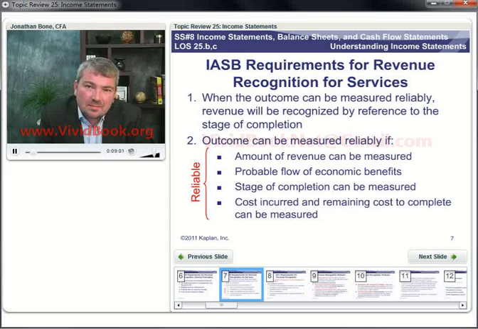Now notice the outcome can be measured reliably if the amount of revenue can be measured, i.e. we can put a dollar value on the sales figure. It's going to lead to a probable flow of economic benefits, i.e. the customer is likely to pay us, and we can measure the stage of completion of providing the service. Notice as well we need to know the cost incurred to date and the remaining cost to complete the provision of the service. Again, if we know a contracted selling price and we know the total cost, we have a good idea about profit. What this is therefore allowing us to do is spread that profit over the life of providing the service rather than just recognizing it right at the end when the earnings activity is complete.